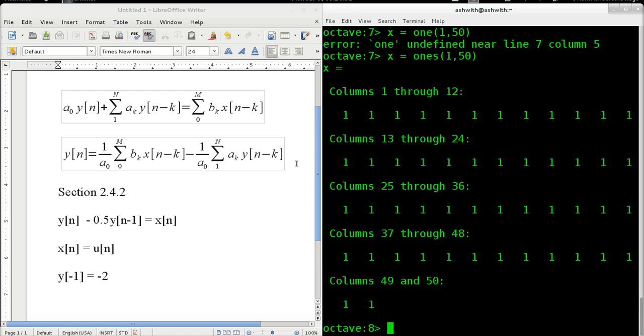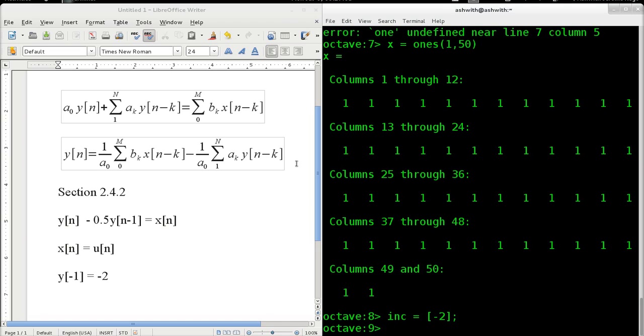Okay, great. Finally, I would want to know, I also said that the initial condition is equal to minus 2, right? So this is my initial condition. Next, I need to know how this initial condition affects the difference equation.